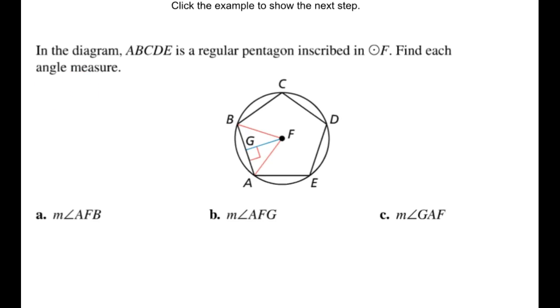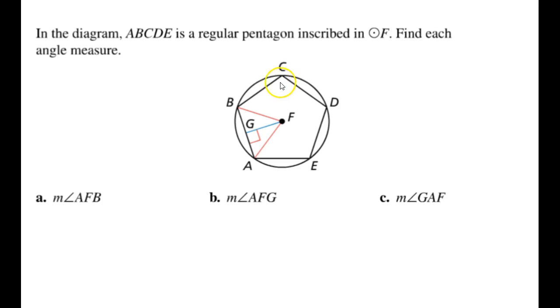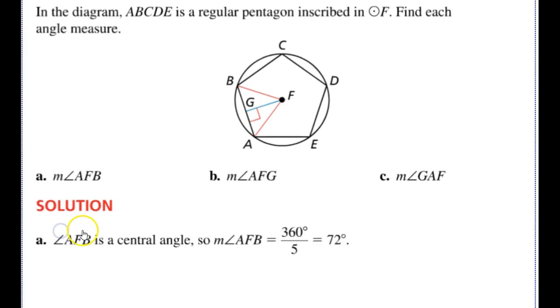So here's our first example with this. In this diagram, ABCDE is a regular pentagon, which means all the sides are the same length, inscribed in circle F. Find each angle measure. So first I find the measure of angle AFB. So first we always want to trace out what we're looking for and go from there. Okay, so I know that AFB is a central angle, right, because it comes from the center. So I take my entire circle and divide it by however many sides it would take, right? Because here's one angle. That's another one, another one, another one, and this fifth one. So since I have 5 sides, I divide 360 by 5, so I know that that angle is 72 degrees.